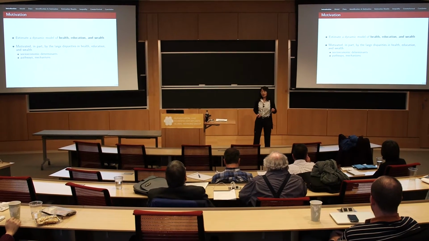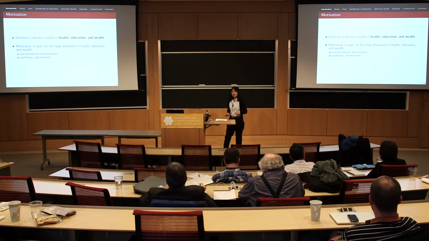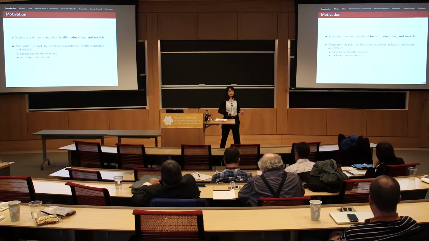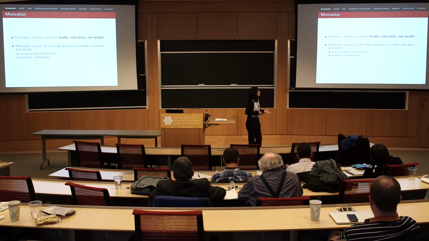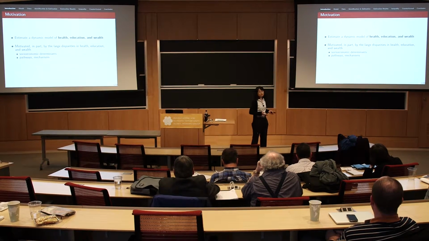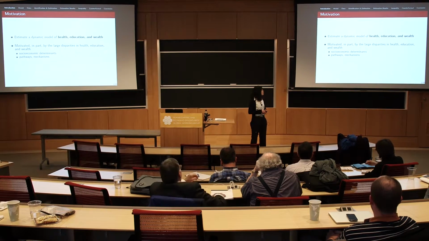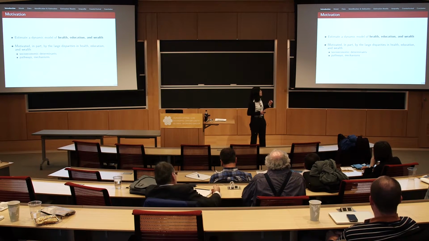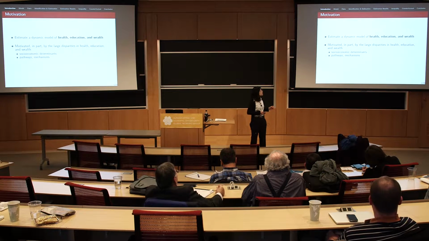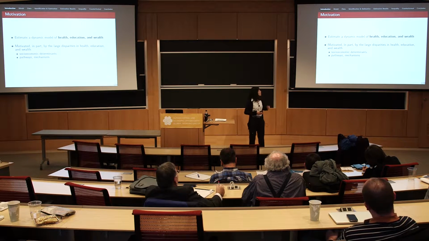In this paper, we estimate a dynamic model of health, education, and wealth. Part of this model is motivated by the large disparity in health, education, and wealth which we observe in the data. So we're trying to understand, using this model, what the socio-economic determinants and their quantitative importance are for such disparity. And also, we are very much interested in the pathways, the specific mechanisms through which health, education, and wealth are determined over a life cycle model.